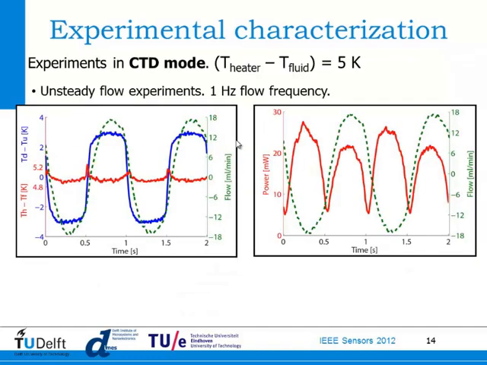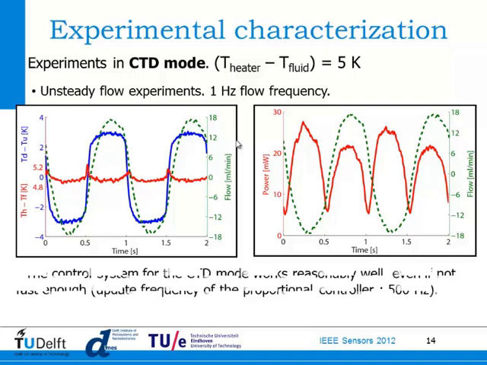But what is maybe more interesting for us for medical applications is constant temperature mode, constant temperature difference mode. So we set the overheat temperature to 5K, which is quite low and acceptable for medical applications. This time we had steady flow experiments, with the 1 Hz flow frequency, which is the base frequency for the blood flow in the coronary arteries.